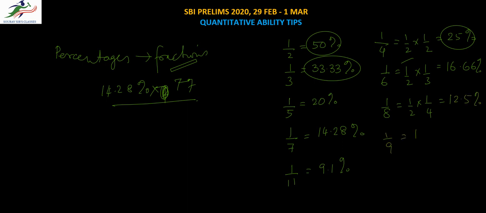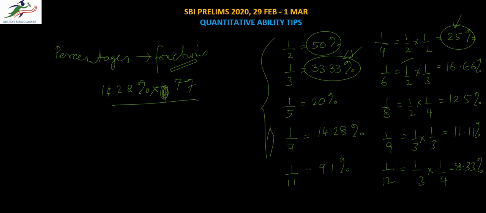1/9 is 1/3 of 1/3, and 1/3 is 33.33%. So this is 1/3 of that, so 11.11%. Similarly, 1/12 is 1/3 of 1/4, and 1/4 is 25%. So 1/3 of that is 8.33%. So like this, you can find out the other fractions if you just know the first 5.